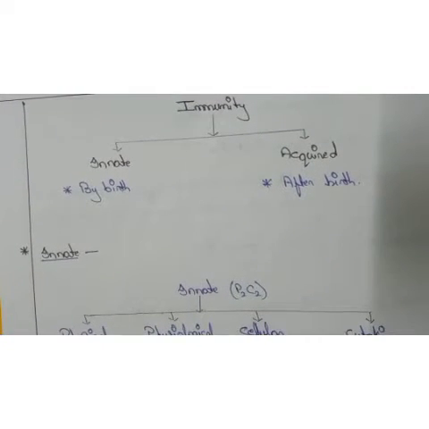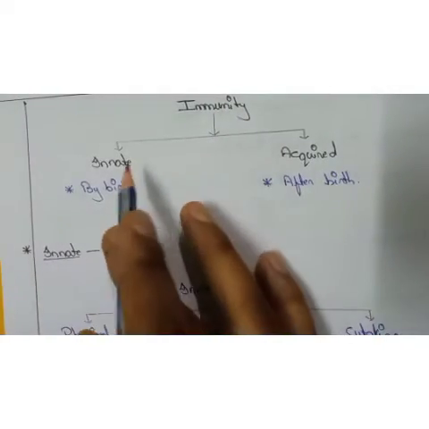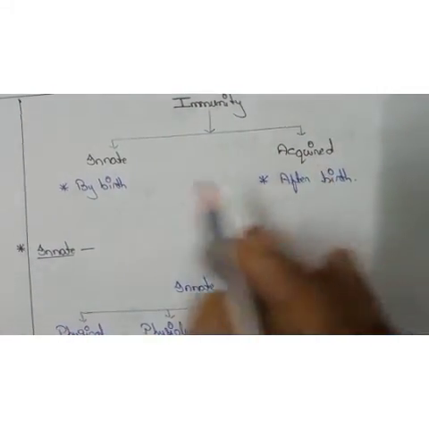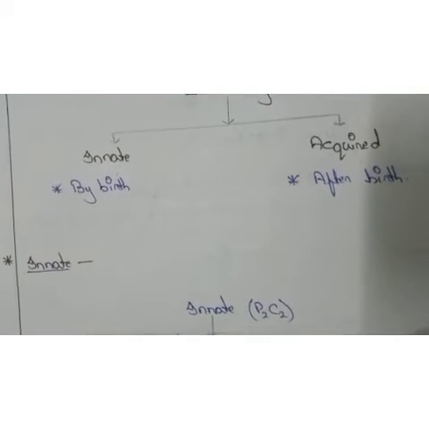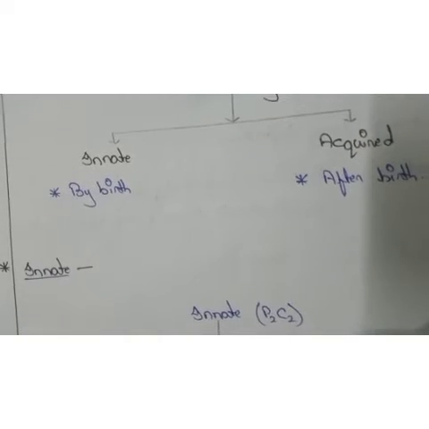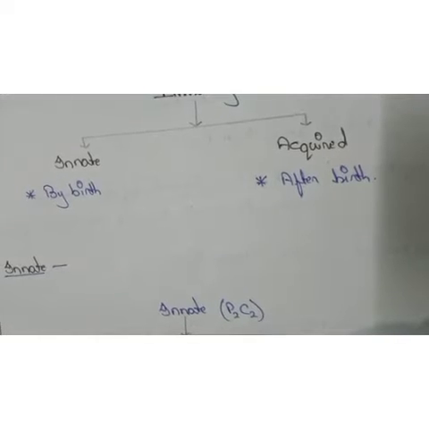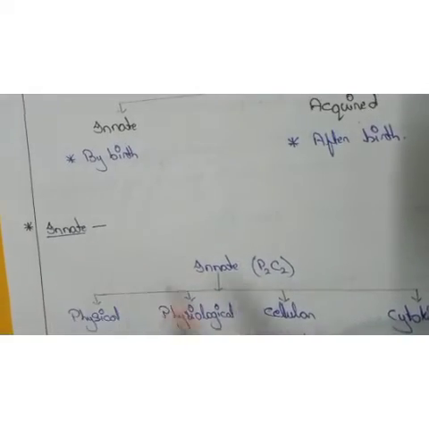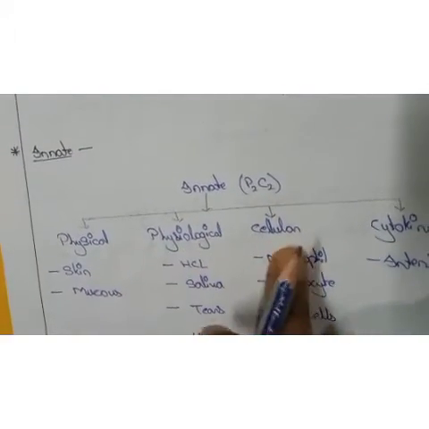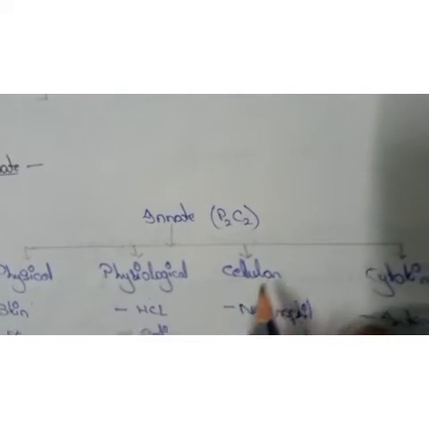Okay, next topic is immunity. Immunity has two types, innate and acquired. Innate means by birth, the immunity which we get by birth, and acquired is after birth, the immunity which we take after our birth. Okay, so in innate immunity there are four types: physical, physiological, cellular and cytokine.